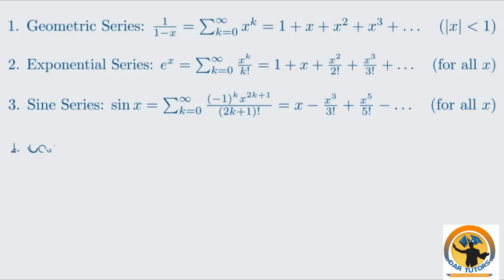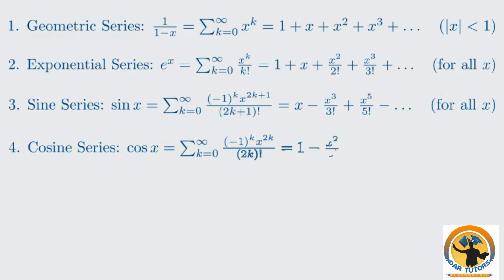And the cosine series, which is the sum of -1 to the k times x to the 2k, all over 2k factorial. This is 1 minus x squared over 2 factorial, plus x to the 4th over 4 factorial, and so on. This also converges for all real x.